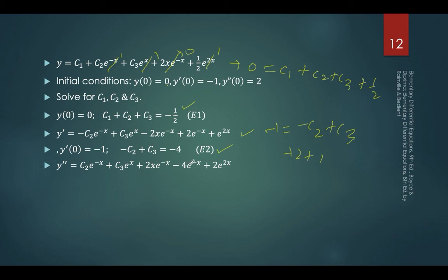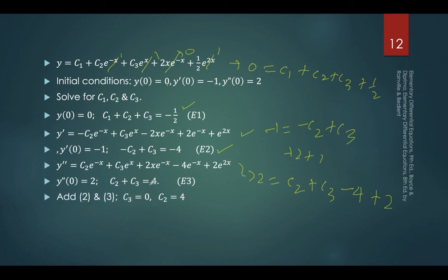And then we get the second derivative, or the first derivative of this. Then substitute the initial condition. When x is equal to 0, y double prime is 0. So you have 0 is equal to C2, when x is equal to 0, e to the 0 is 1, so C3 plus C2 minus 4 plus 2. So you get C2 plus C3 equals 4.